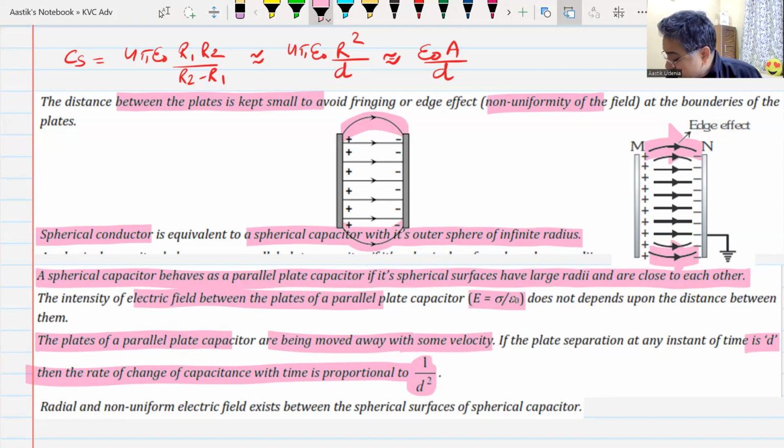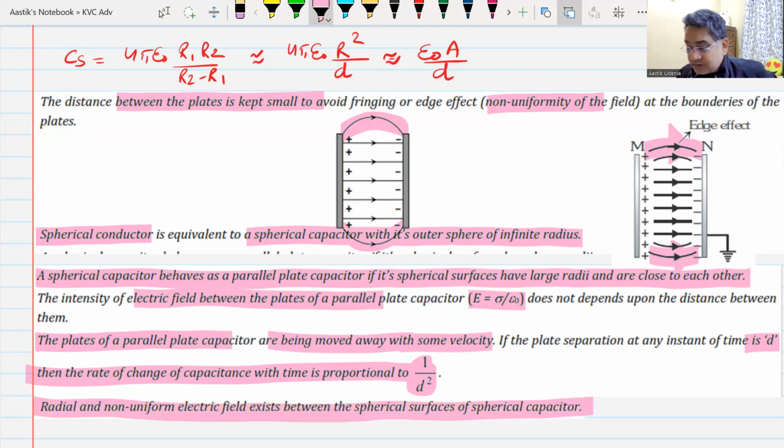Don't worry. A radial and non-uniform electric field exists between the plates of a spherical capacitor. A spherical capacitor has one inner sphere or inner shell and one outer shell. The field is radial and it is non-uniform. We know this. I hope you can note this down and let me know once you are done.